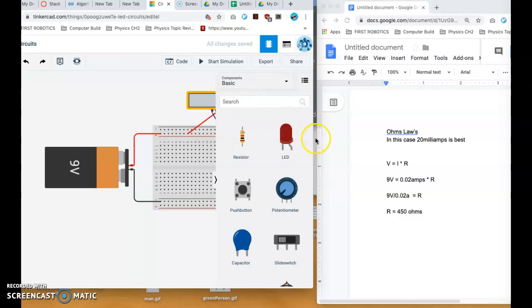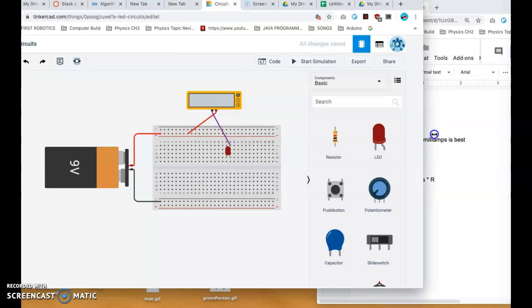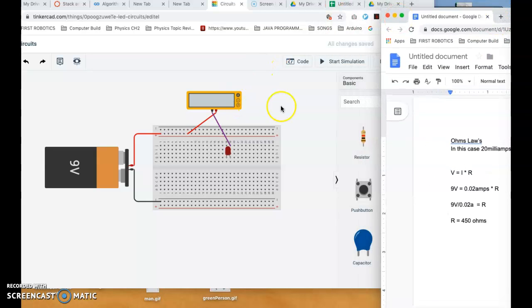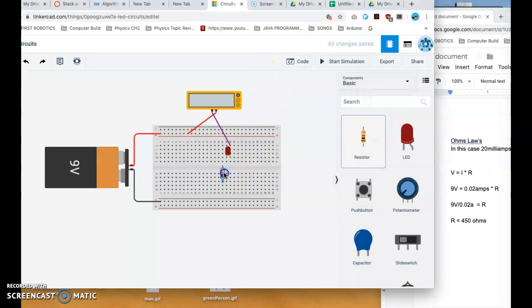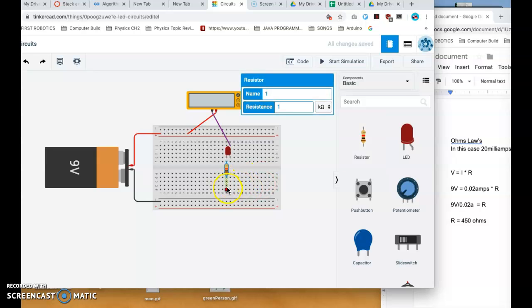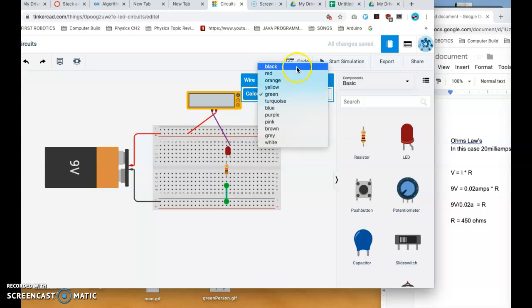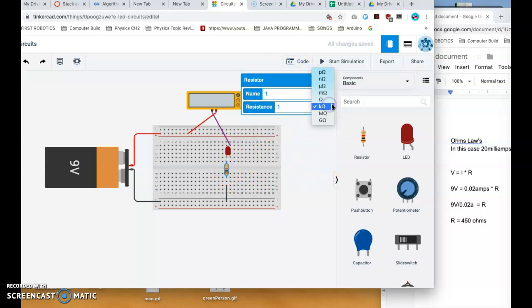I'm going to open this up. I'm going to spread this out a little bit so we can see it better. And I'll leave this over here. What we're going to do is pull out a resistor, bonk, and put it in, and then couple it back up to our circuit. We'll make this black. And then I'm going to change this to ohms.